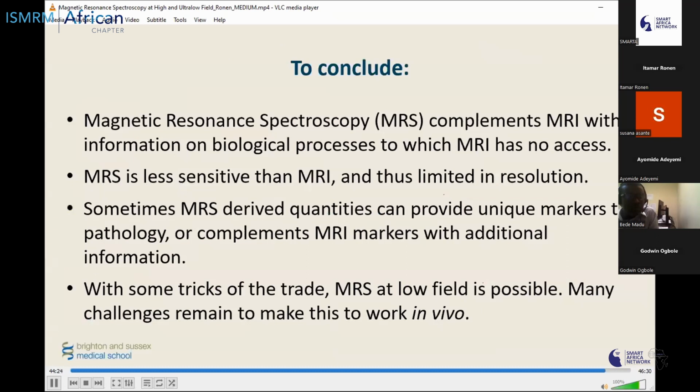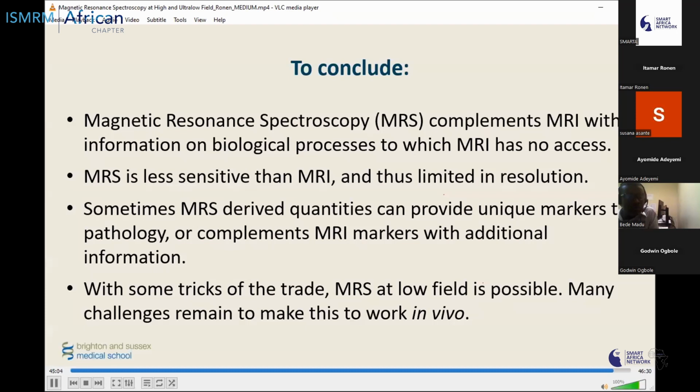So to conclude my talk, magnetic resonance spectroscopy is complementary to MRI in the sense that MRI gives us a very highly resolved but not very specific view of tissue, in this particular case of the brain, whereas magnetic resonance spectroscopy, which is less sensitive, provides information about aspects that MRI cannot provide us information about. For example, biological processes and different pathological processes that affect specific types of cell populations.